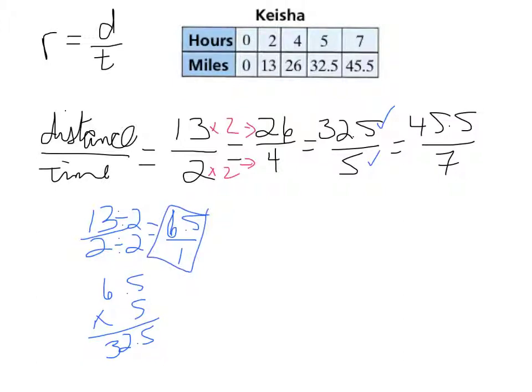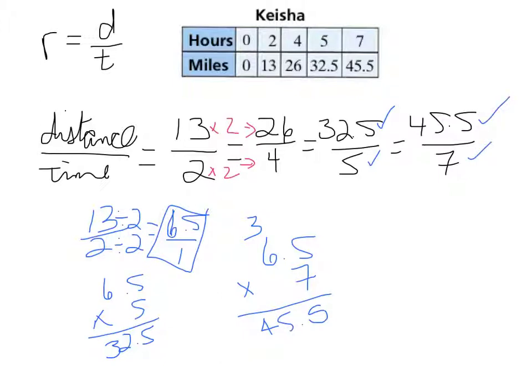We're going to do the same thing for 45.5. We're going to see if we take our unit rate of 6.5 and multiply it by 7, do we get 45.5? 5 times 7 is 35, carry the 3. 6 times 7 is 42, plus 3 is 45. Put in your decimal point, so yes, that one works too.